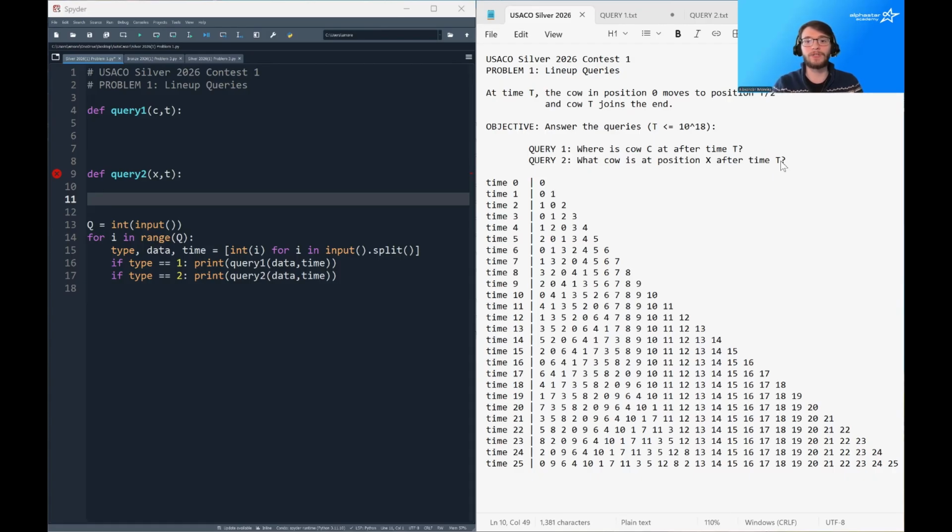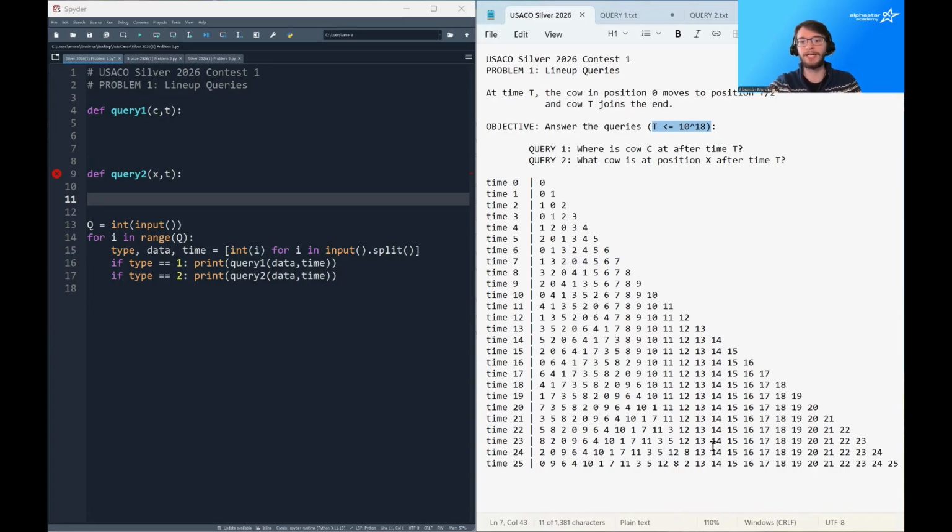The first type we want to answer is where is cow C at time T? And the second query type is what cow is stored at position X also after time T. And the biggest hint that we have for how to solve this problem is that T is very large. T is 10 to the 18th, so we're going to essentially have to find some sort of math formula in order to solve this question within the time limits that we're given.